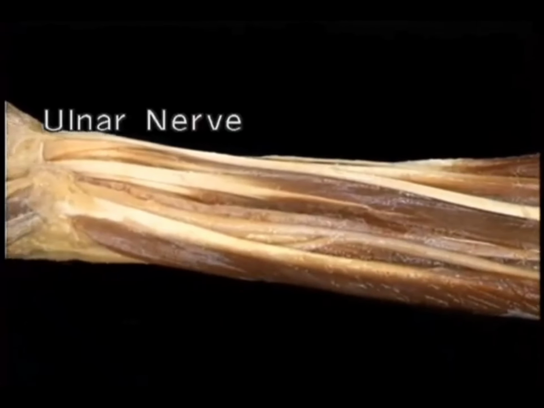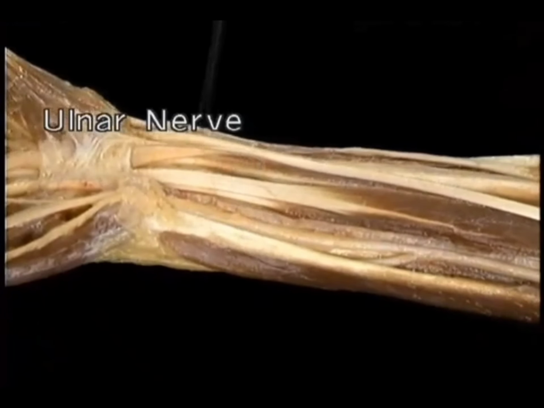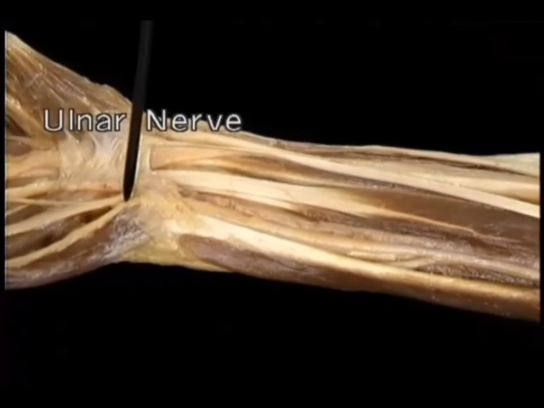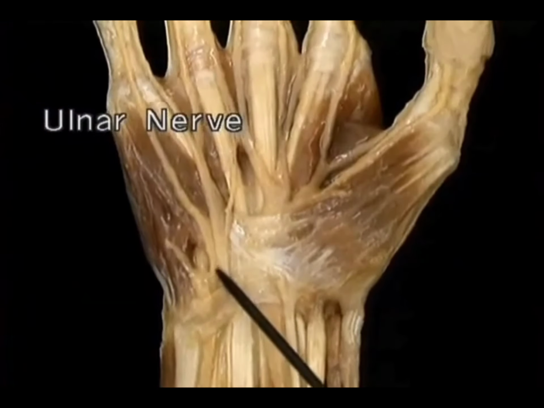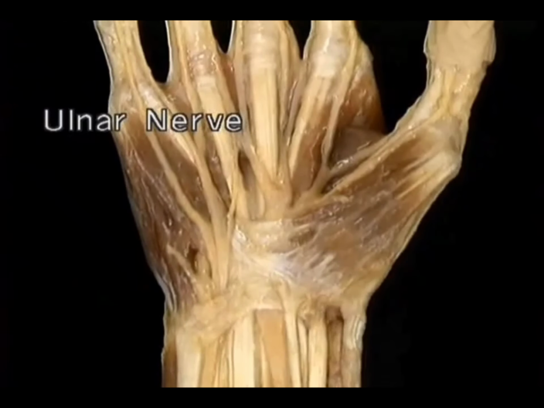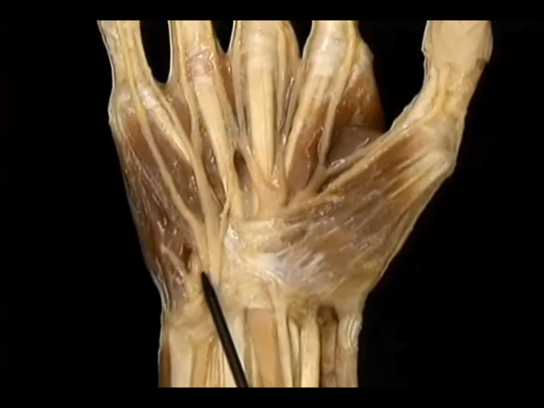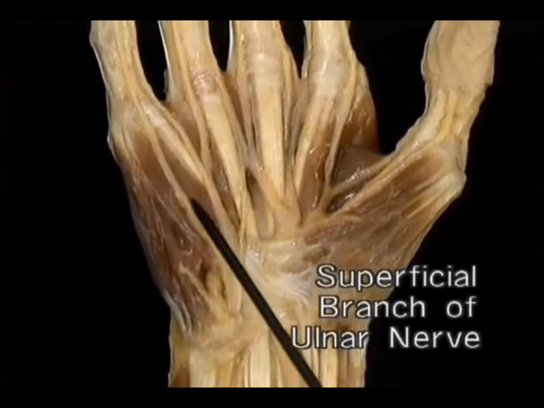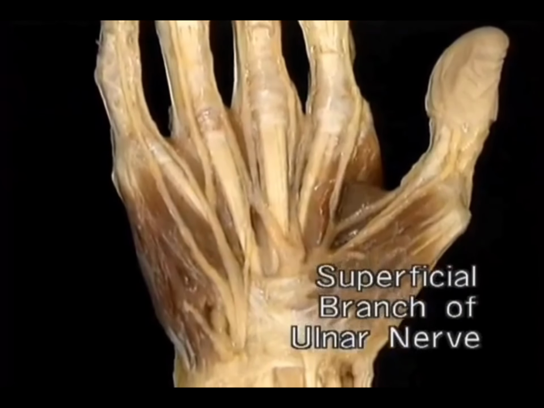At the wrist, it runs along the radial side of flexor carpi ulnaris. Along with the ulnar artery, it passes through the side tunnel in the edge of the flexor retinaculum. Here it is emerging from the tunnel. As before, the palmar aponeurosis has been removed. The ulnar nerve divides into a superficial branch and a deep branch. The superficial branch divides into palmar digital nerves for the little finger and typically the ulnar side of the ring finger.